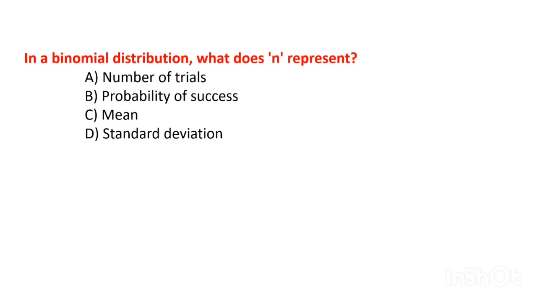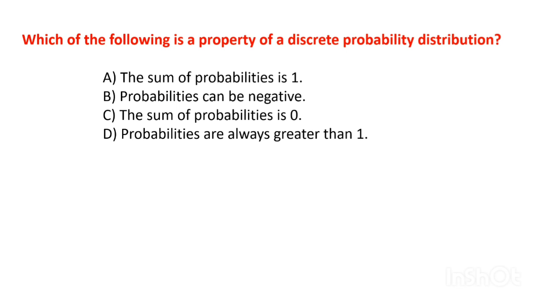In a binomial distribution, what does n represent? Generally, n represents the total number of independent trials in a binomial experiment. The correct answer is A. Which of the following is a property of discrete probability distribution? In a valid discrete probability distribution, the sum of all probabilities must be equal to 1. Therefore, the correct answer is A.